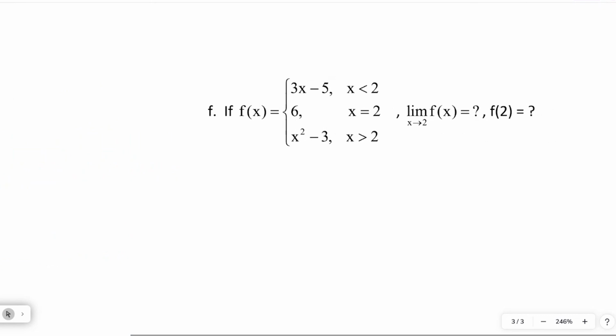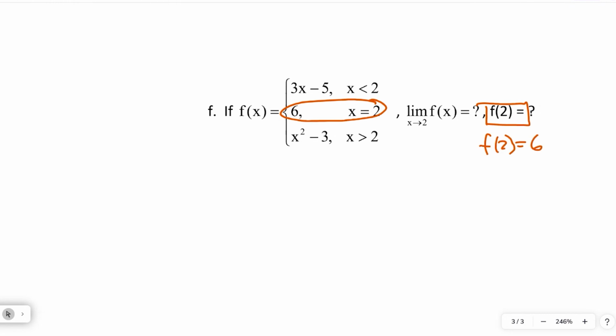Letter F, we have a nice little piecewise function here, and we want to know what's the limit as x approaches 2, and what's f of 2. So the f of 2, that's kind of a gimme here, because we know what f of 2 is. It's 6. I'm going to just go ahead and say f of 2 is 6 here, just to be done with that one. Now the limit, what we have to do is first we have to make sure that the left-hand limit equals the right-hand limit. So let's find those two limits.